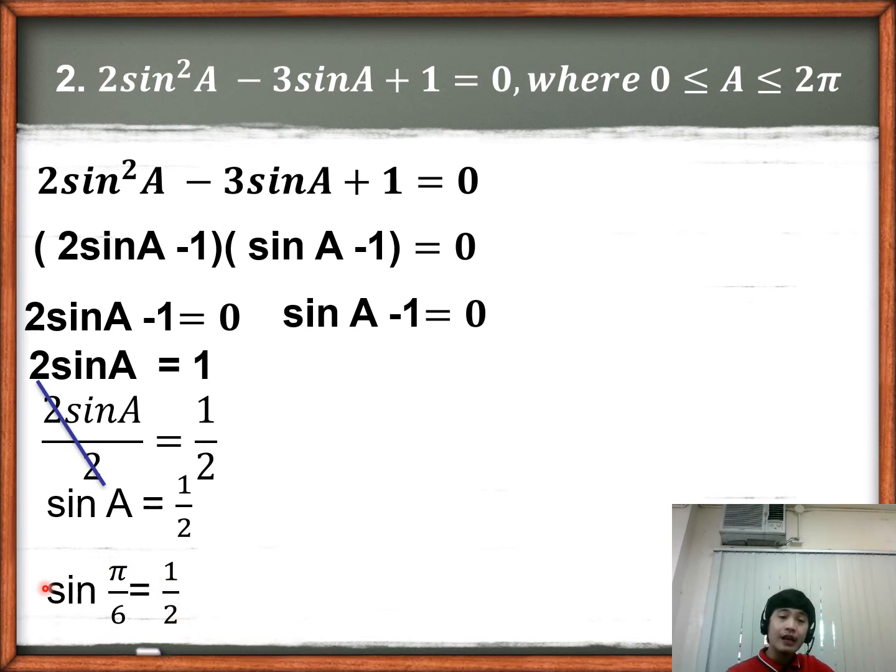Alam natin, tatandaan natin na ang sine ay positive din sa quadrant 2. So, we also have sine 5 pi over 6. That is 180 divided by 6, that's 30, times 5, that's 150. Si sine 150 degrees ay equal din sa 1/2. So, ito po yung dalawang particular angle na makakabigay kay sine ng value na 1/2.